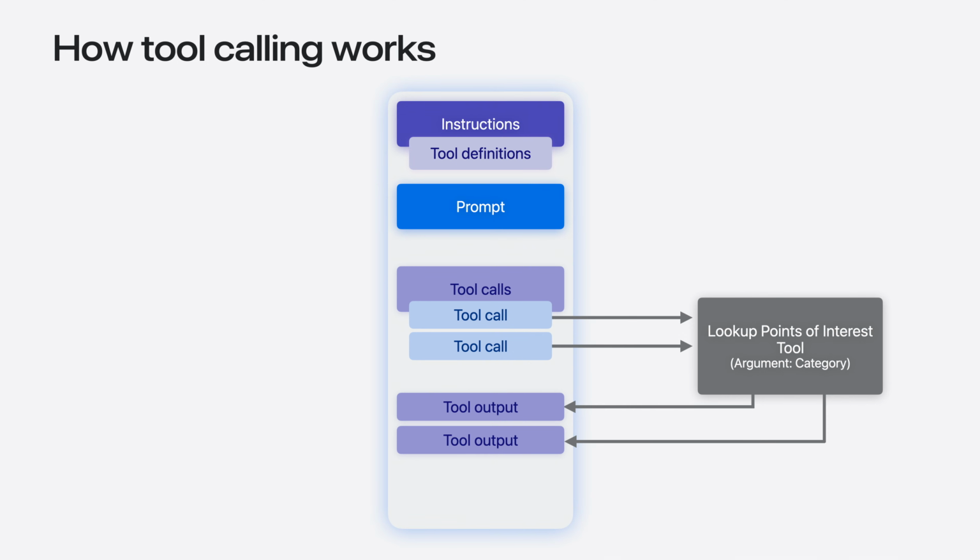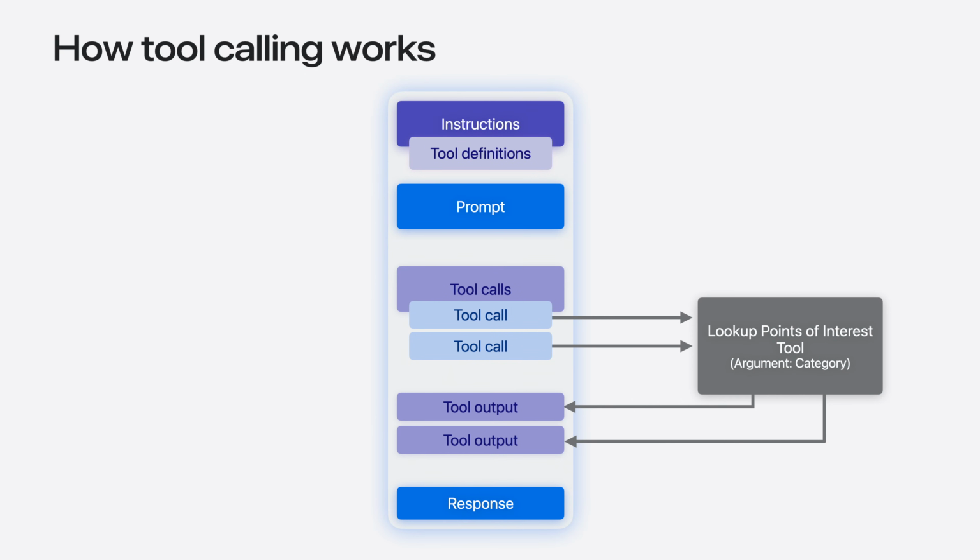calls. In this example, the model produces 2 tool calls, querying restaurants and hotels. At this phase, the foundation models framework will automatically call the code you wrote for these tools. The framework then automatically inserts the tool outputs back into the session transcript. Finally, the model will incorporate the tool output and everything else in the transcript into the final response.